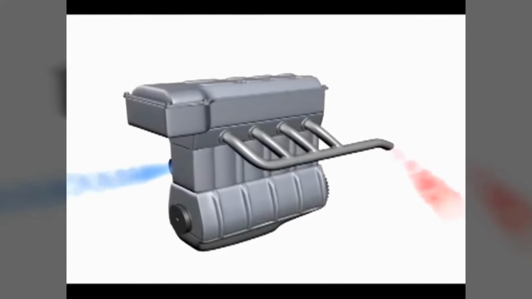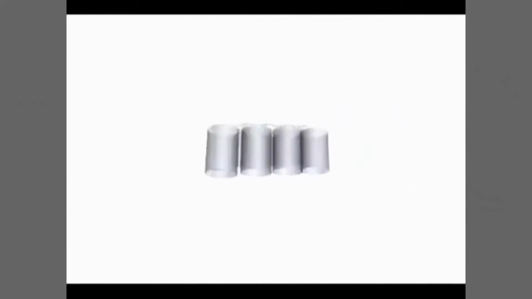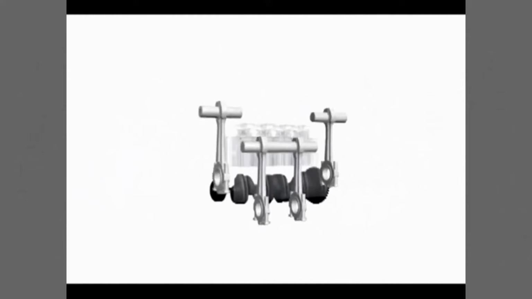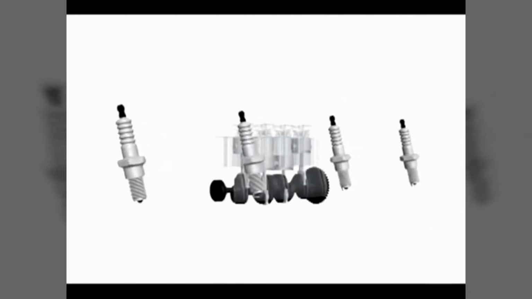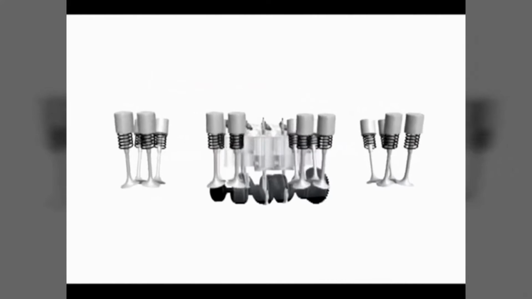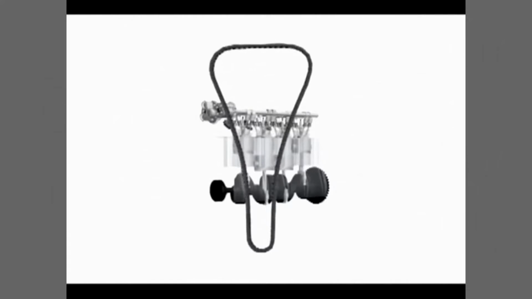Now we'll look at the basic components of an engine. The main components of the engine are the engine block and cylinder head. The internal components of an engine include cylinders, the crankshaft, connecting rods, pistons, spark plugs, fuel injectors, intake and exhaust valves, camshafts, and a timing chain or belt.